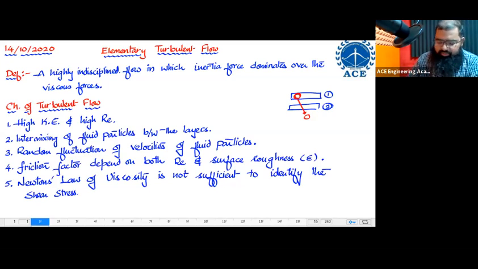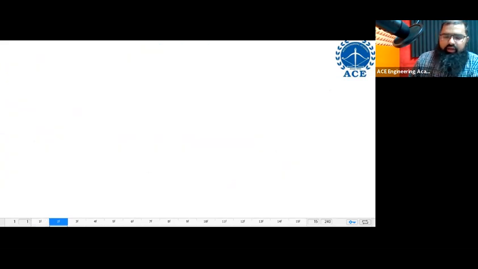You can take a snapshot quickly of this particular slide. This is the first slide for today's class. Now this slide, I'm going to discuss velocity of a fluid particle in turbulent flow. This slide is going to be slightly mathematical in nature.